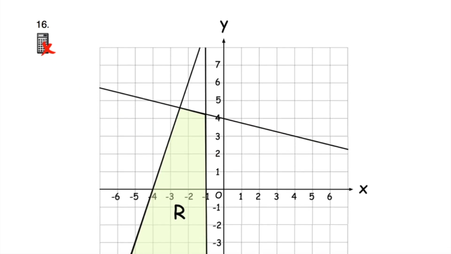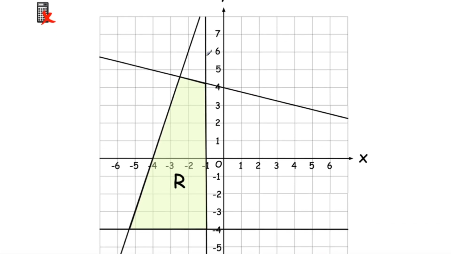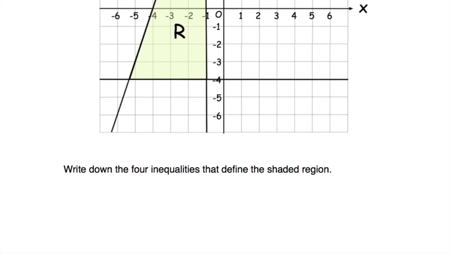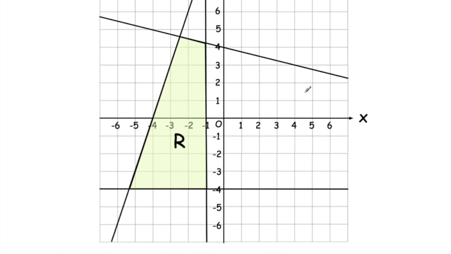Okay, let's have a look at our last question, question number 16. So question number 16, we've got this grid and we've got a region. And we've been asked to write down the 4 inequalities that define the shaded region. So we've got 4 inequalities here, 4 lines, and we need to write down what the inequalities would be to define this region here. Okay, so let's start off with this horizontal line here.